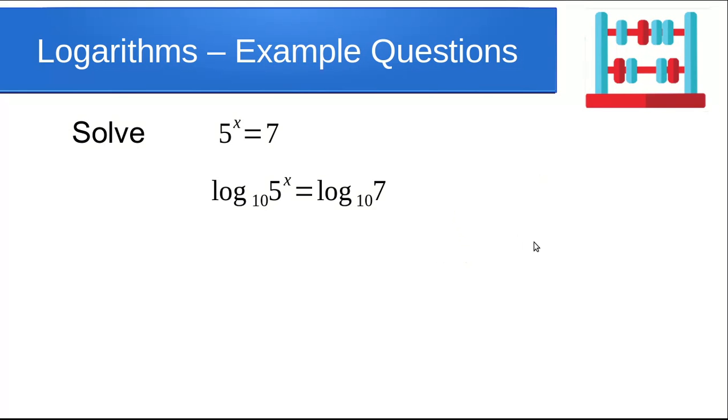What I'm going to do next is use that rule where you can flick the power down in front of the logarithm. So the x flicks down in front of the logarithm. And then we have x times log base 10 of 5 equals log base 10 of 7.